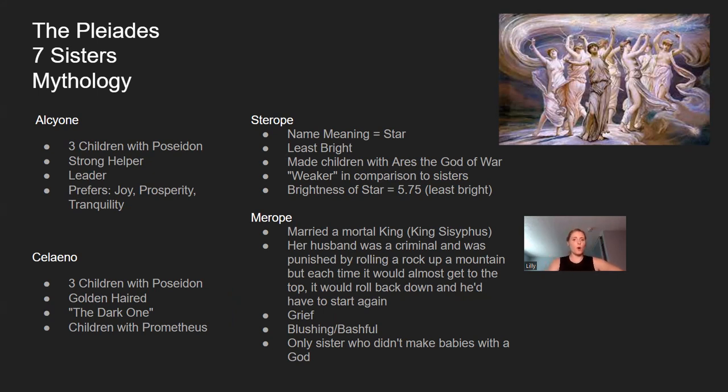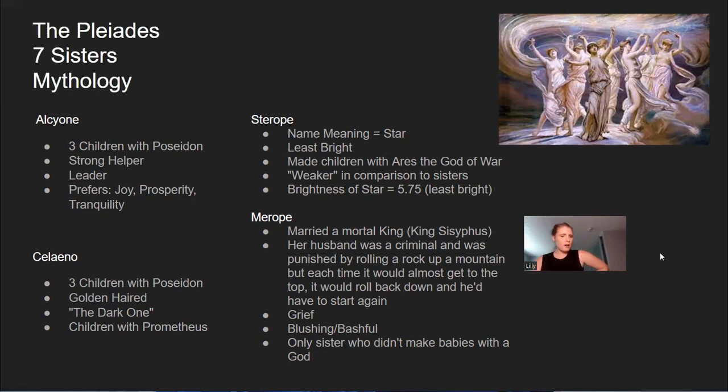Then we have Sterope. Her name means star. She's the least bright star. Made children with Aries, the god of war, weaker in comparison to the sisters because she's the least bright. And that's not in terms of like intelligence or anything. It's just, as a star. Celaeno, three children with Poseidon, golden haired, the dark one, and children with Prometheus.